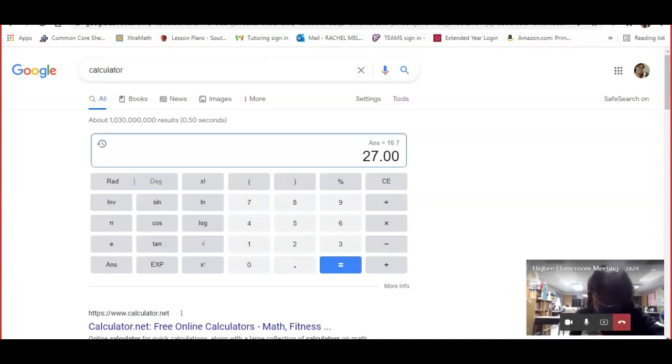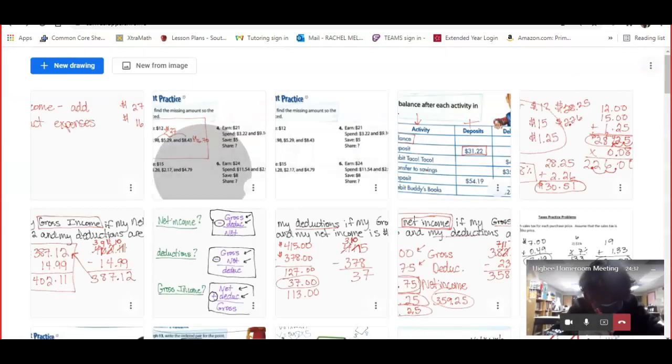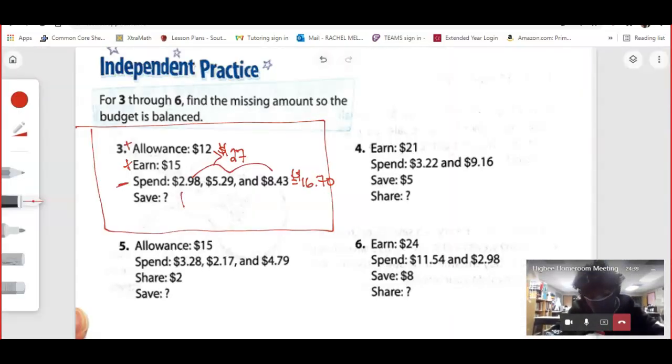Okay, so $27 minus $16.70 gives us what? What is that? $10.30. Very good. Okay, so $10.30. So he can save $10.30. Is this starting to make sense? Okay, so let's look at the next one.